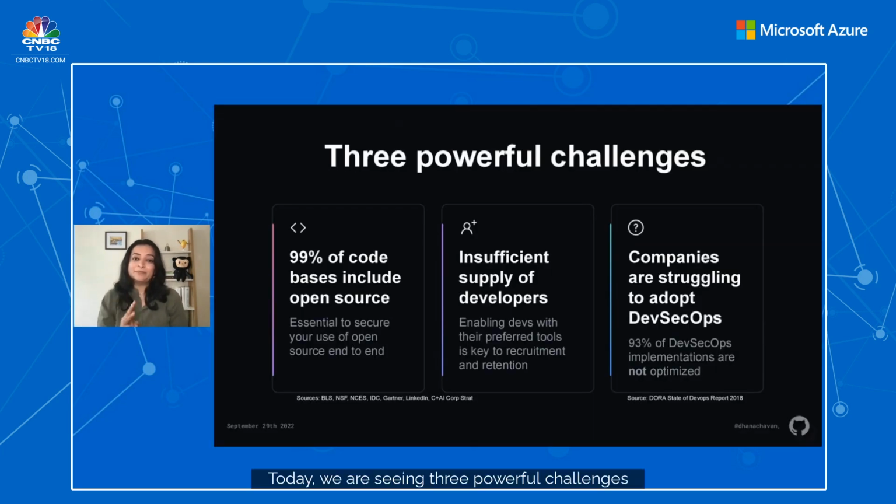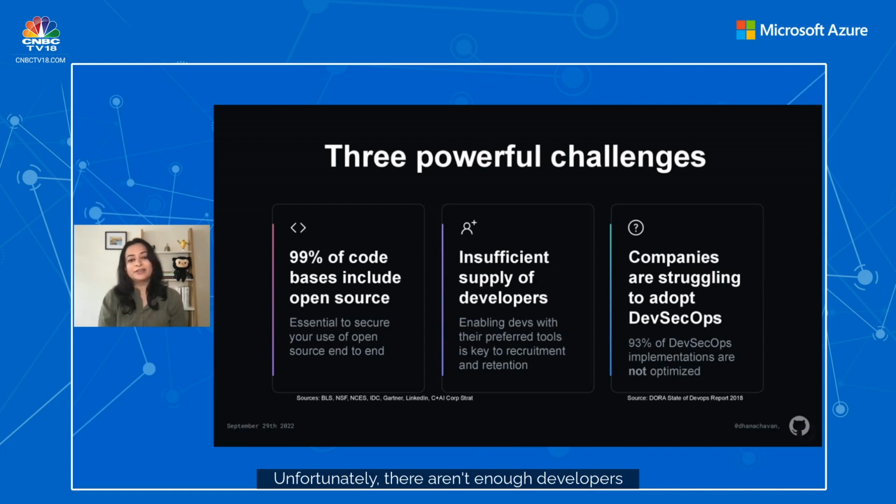Today, we are seeing three powerful challenges impacting the enterprise's ability to innovate. One, open source is in your supply chain. According to the Open Source Security Risk Assessment Report, 99% of code bases with over 1,000 lines of code include open source components. Now, this is good as it allows your developers to focus on the code that differentiates your business. But this also comes with some inherent risk.